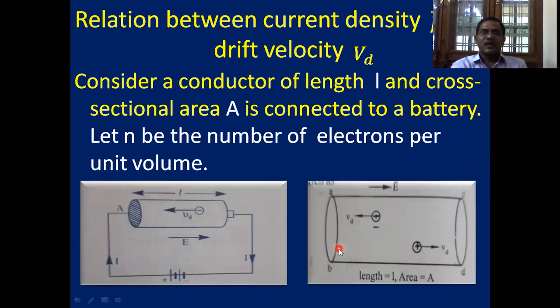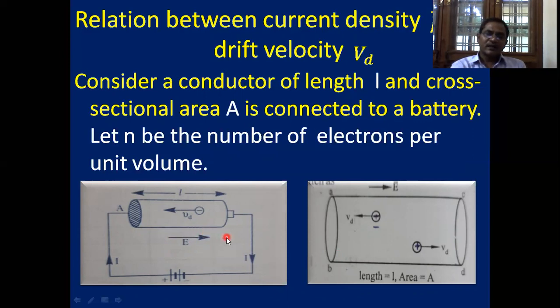Now, let us derive the relation between drift velocity and current density. Consider a conductor of length L and cross-sectional area capital A. It is connected to a battery of EMF V volts. The first end is connected to the positive terminal, the second to the negative terminal. Here the direction of electric field strength is from the positive terminal to the negative terminal. So this is the E bar direction.